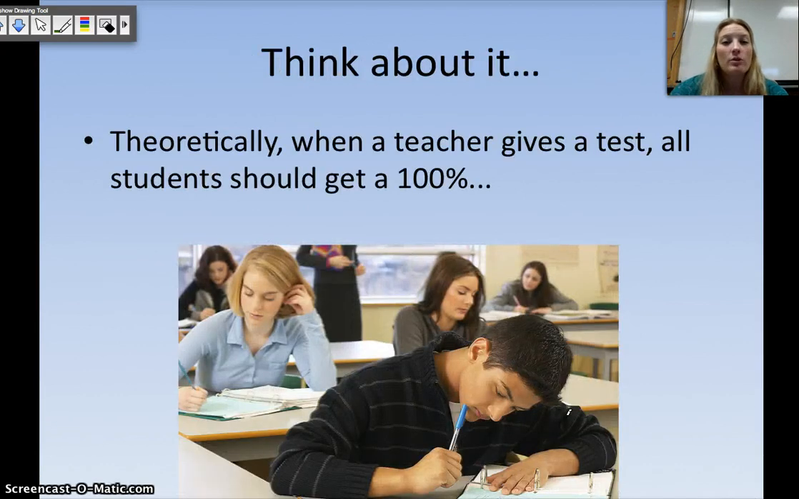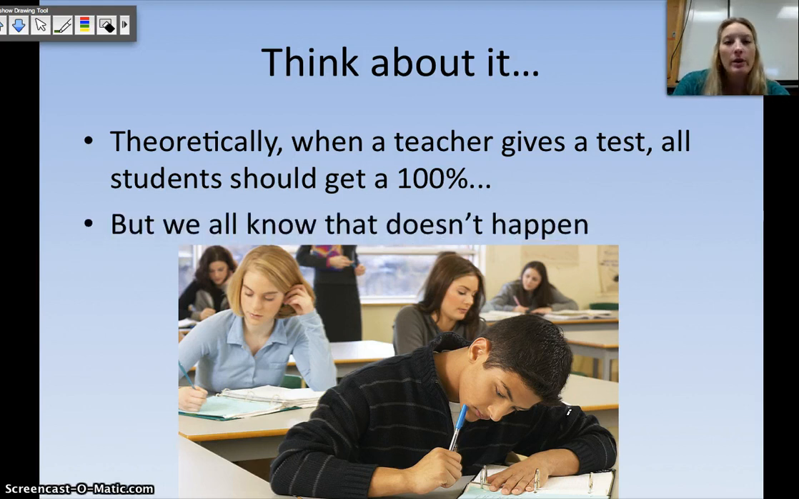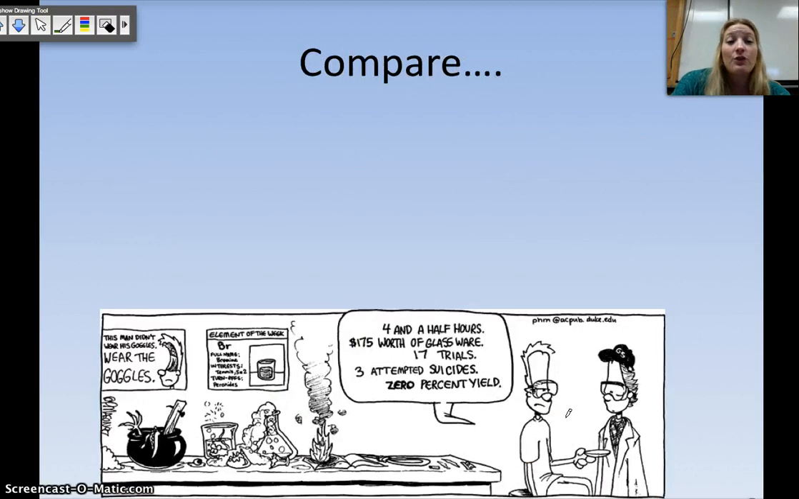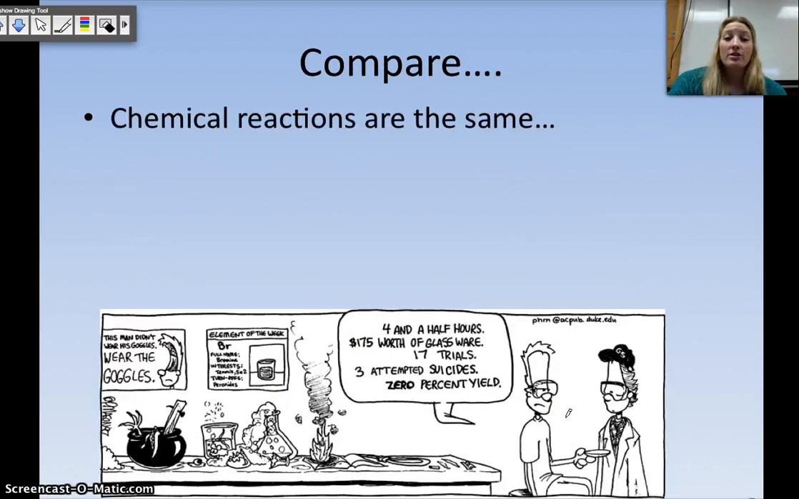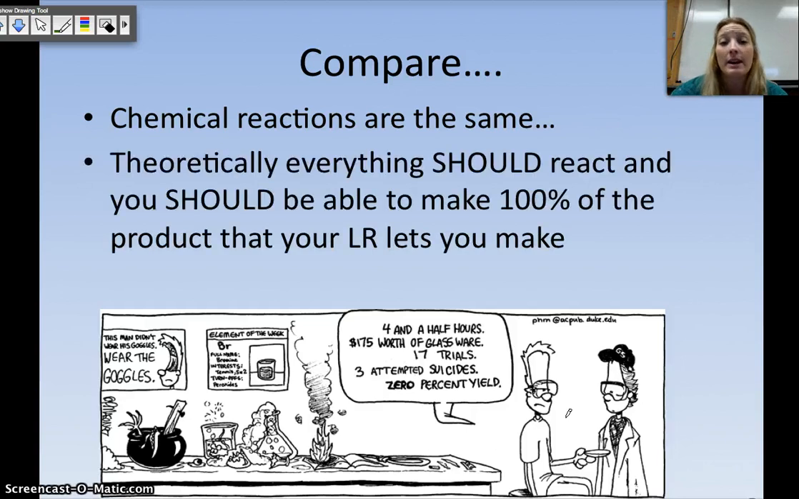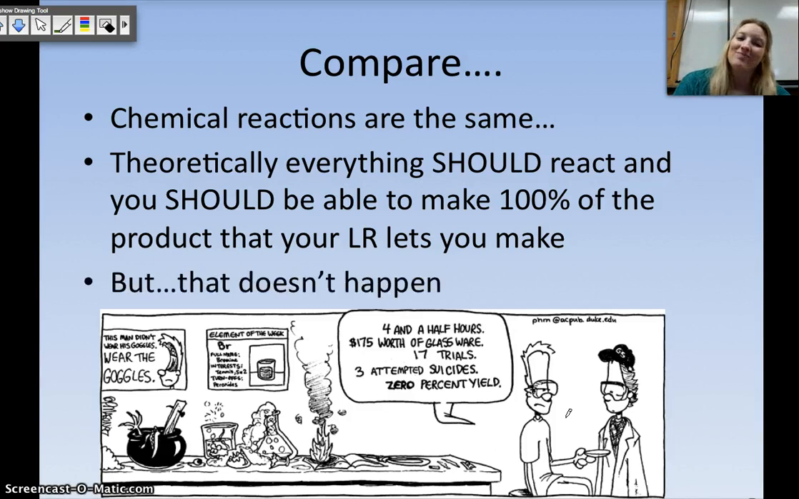So let's think about what happens then with that reaction. Let's put this into real life. Theoretically, when a teacher gives a test, all students should get a 100%. You've gone over all the material, but we all know that that really doesn't happen. So if we compare this to chemical reactions, they're the same thing. Theoretically, everything should react, and you should be able to make 100% of the product that your limiting reactant lets you make. But that doesn't really happen. If that happened in real life, people would be rich because all of these chemical factories that are making things would be getting everything out that they put in. But it doesn't really happen like that.